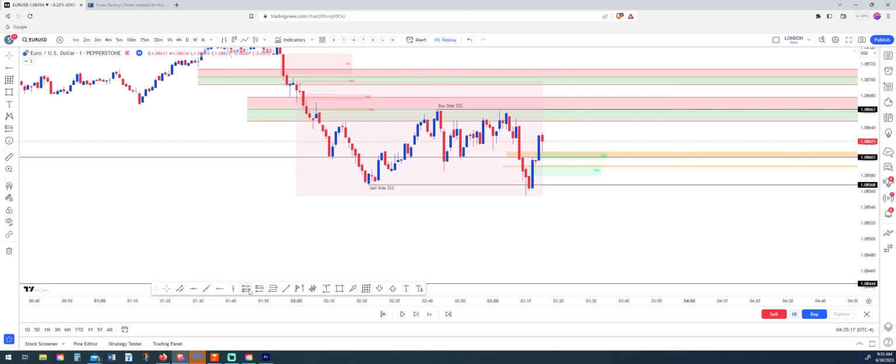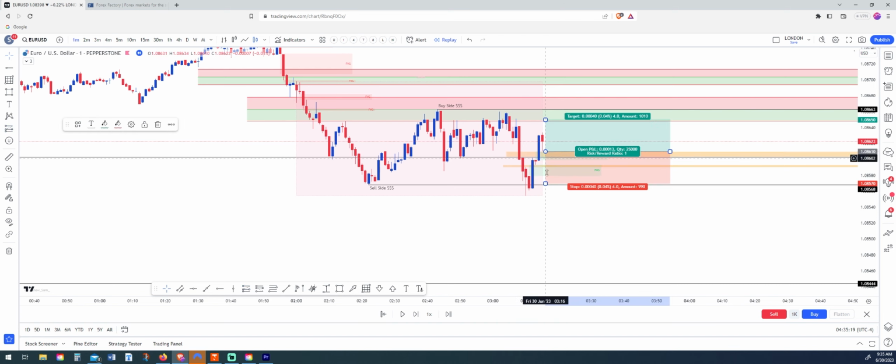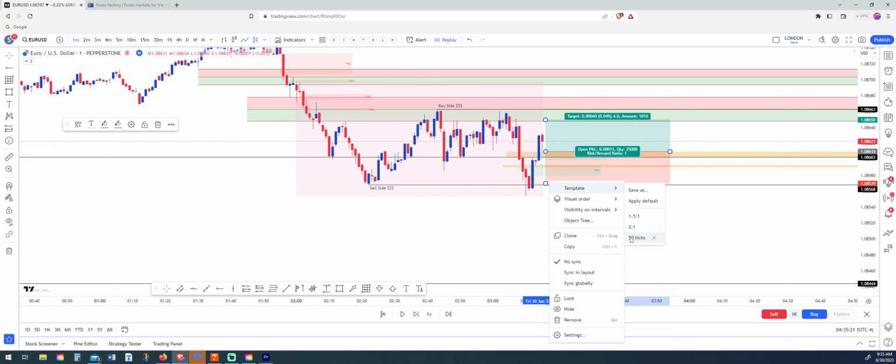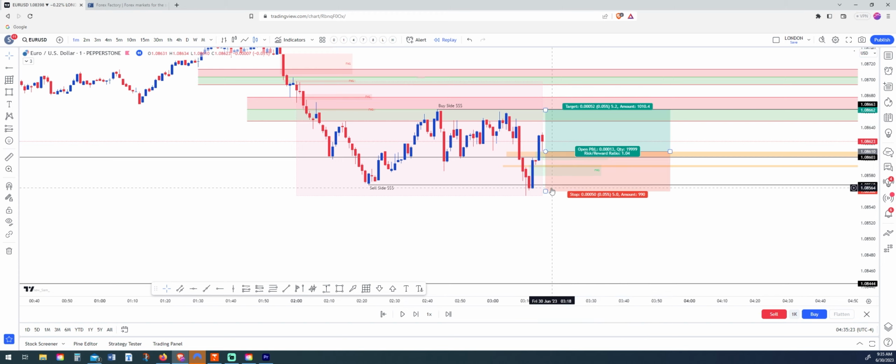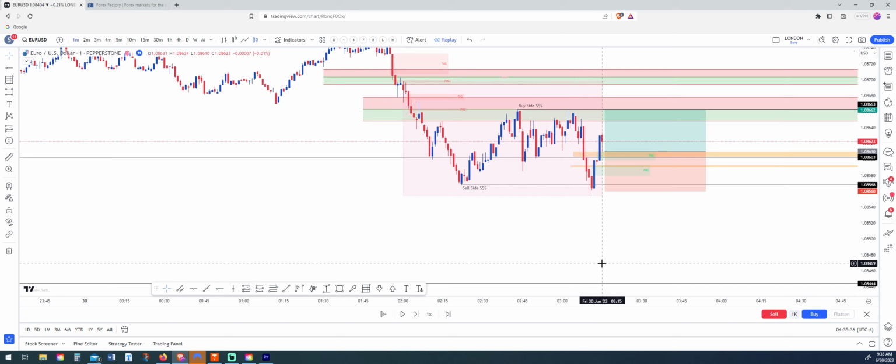So we will jump into the live execution here. This is the trade I was looking at. I had my 5 pip stop loss, which was just below this low. The entry was at this fair value gap. The 5 pip take profit falls just below these relative equal highs. So that was the setup that I was looking at.